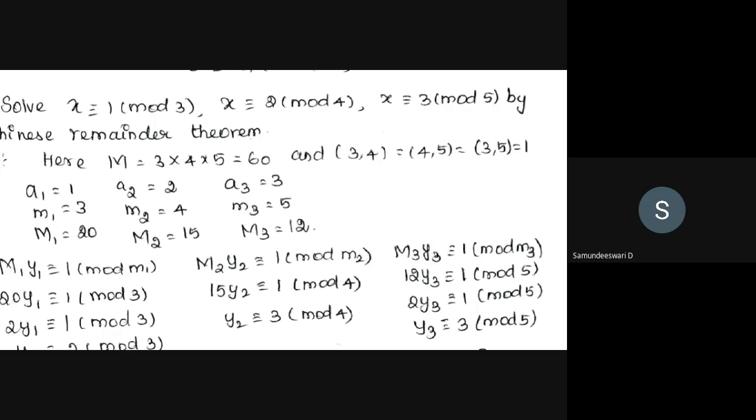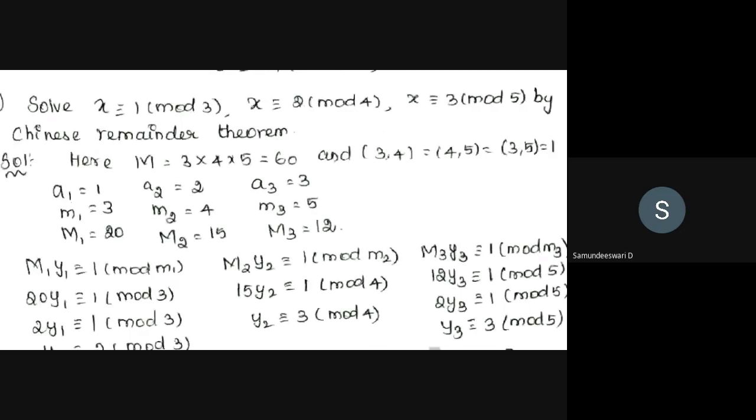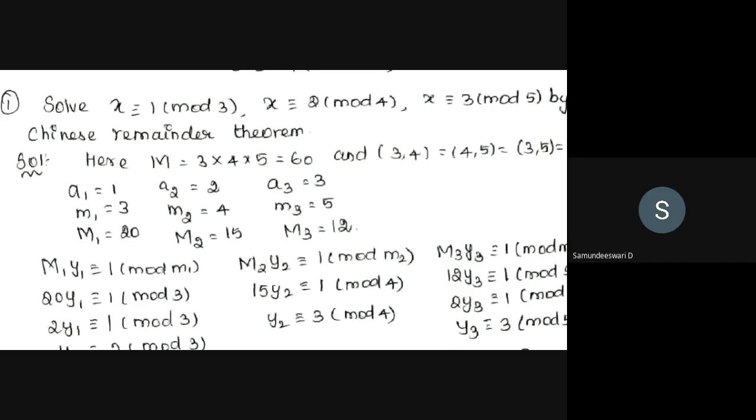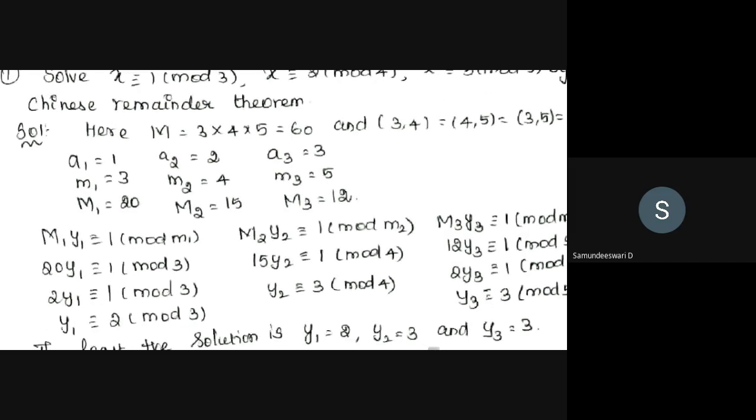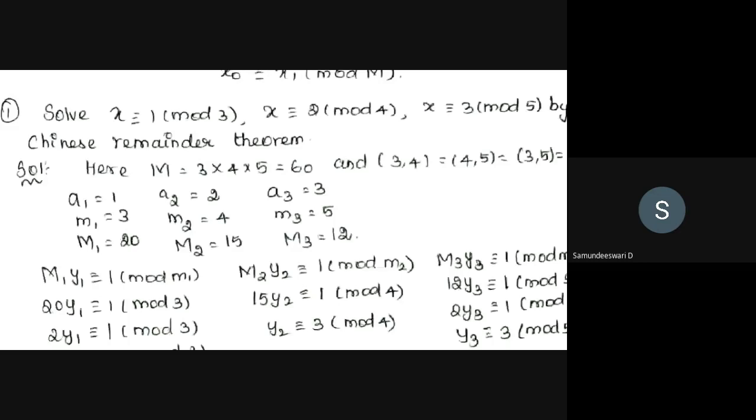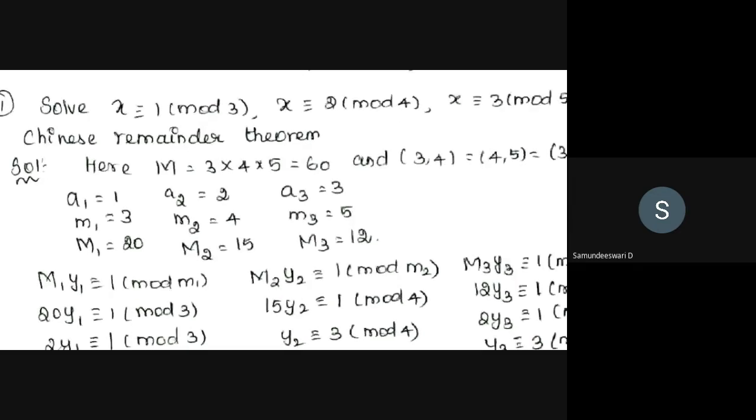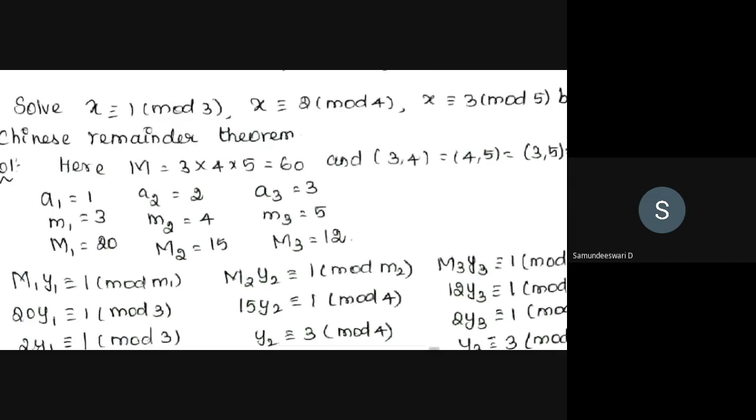So now x is congruent to 1 mod 3. The coefficient of x is a1. Now look at the first linear congruence. The coefficient of x, that is a1, has value 1. The right hand side of the linear congruence, that is also 1, is b1. And small m1 is 3. Then look at the second linear congruence.